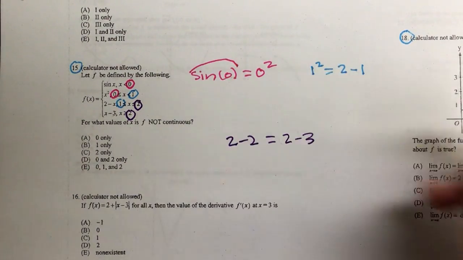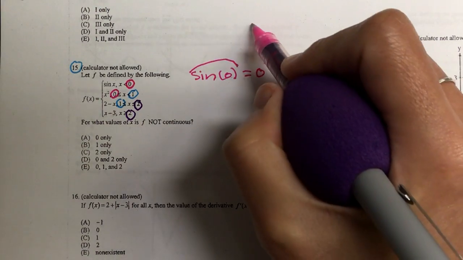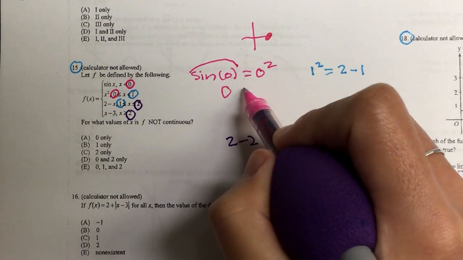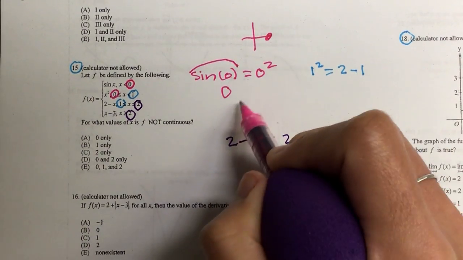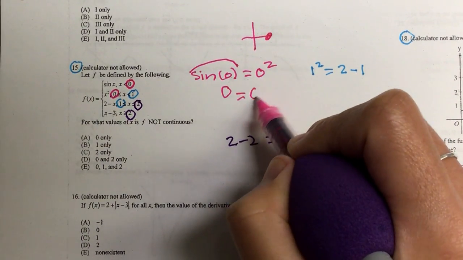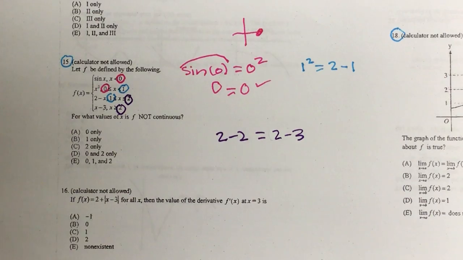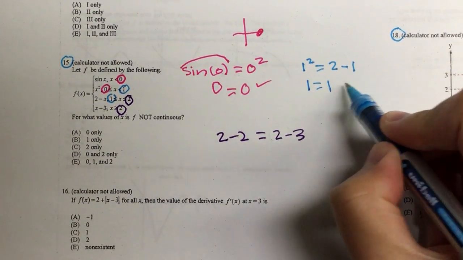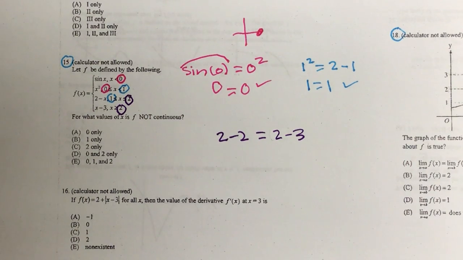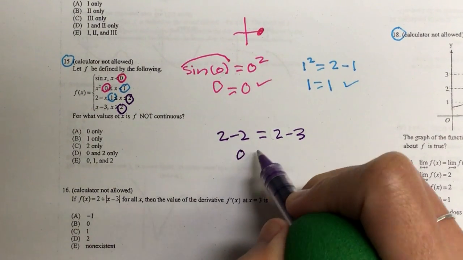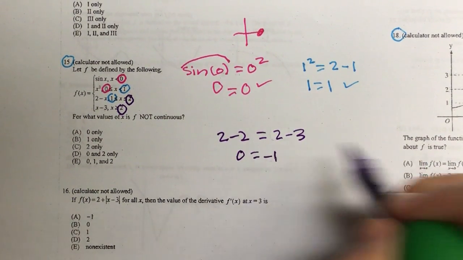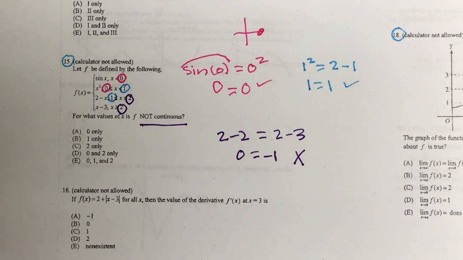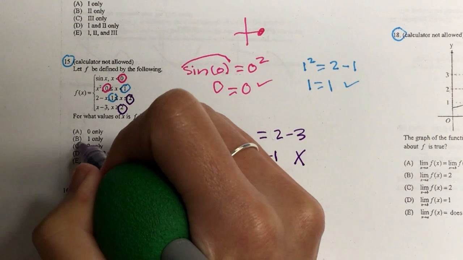What is sine of 0? At 0, is there an up and down movement? No, 0. The cosine of 0 is 1 though. And 0 all squared is 0, so we're good with that one. My second one, 1 all squared is 1. 2 minus 1 is 1. Isn't that true? Yes. And then my third one, 2 minus 2 is 0. 2 minus 3 is -1. That is not true. It says, where is it not continuous? And that we're looking at C.